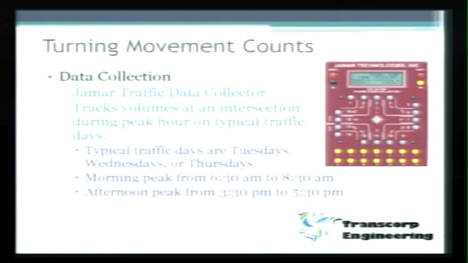Another study that was performed was called turning movement counts. This is basically just sitting at an intersection and counting the vehicles that go from or come from any direction in their turning movement. The equipment we used was the JMAR traffic data collector. This equipment tracks the volumes at an intersection during peak hours on typical traffic days. A typical traffic day is either a Tuesday, Wednesday, or a Thursday, and the time frames where these counts were performed were in the morning peak hours from 6:30 to 8:30 a.m. and the afternoon peak hours from 3:30 to 5:30 p.m.